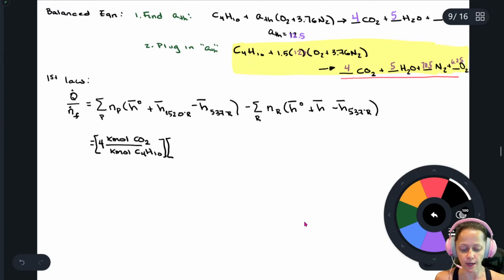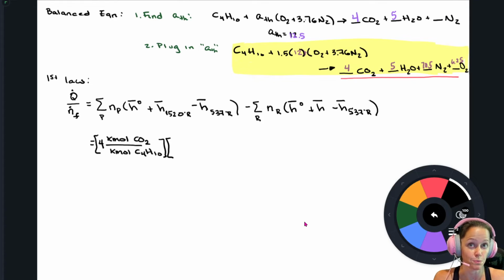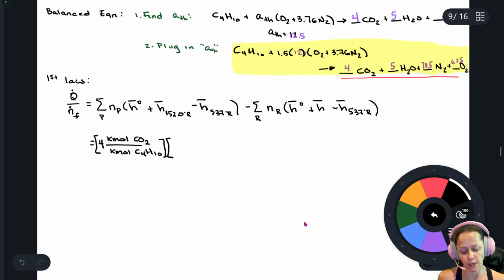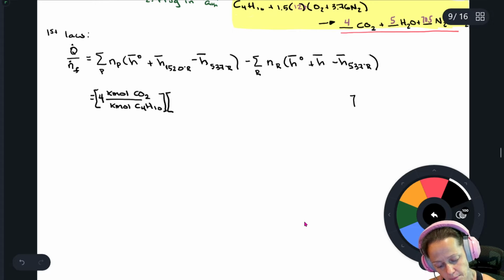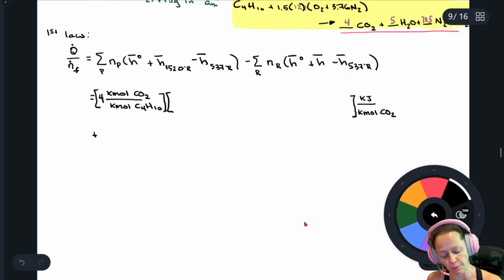And then all of these H bar terms are going to be in terms of kilojoules per kilomole of CO2. So you can see that this whole term is going to break down to kilojoules per kilomole of fuel, right? Which is what we want. All right. So I need my H bar, my enthalpy of formation for CO2, and some H bar values. So all of this is going to be in kilojoules per kilomole of CO2. So I'll just write my placeholders for now.